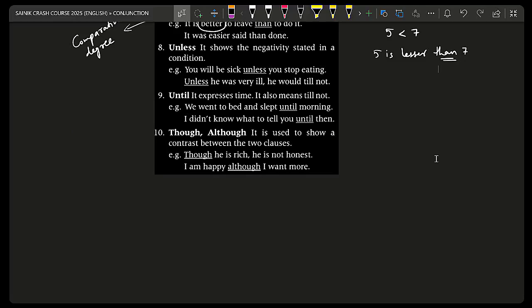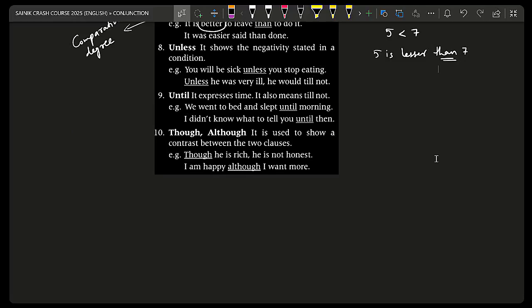We went to bed and slept until morning. So that is about time. Morning is a point of time. So we went to bed and slept until morning. So when one particular thing is happening up to the extent of some point of time, then we use "until". I didn't know what to tell you until then.